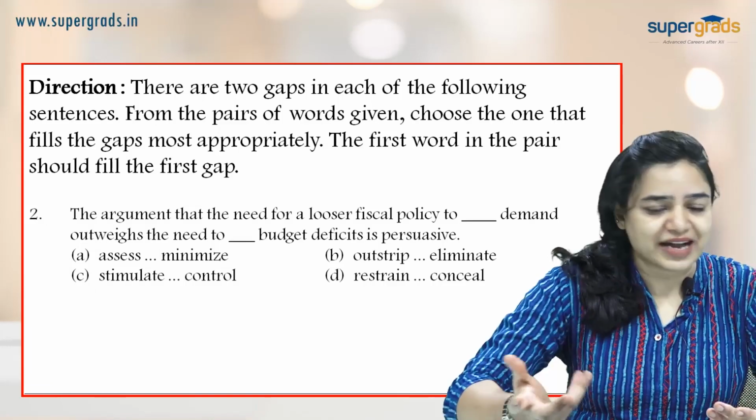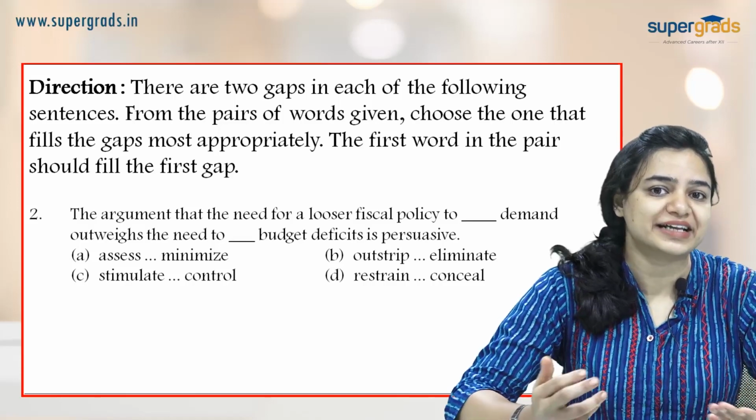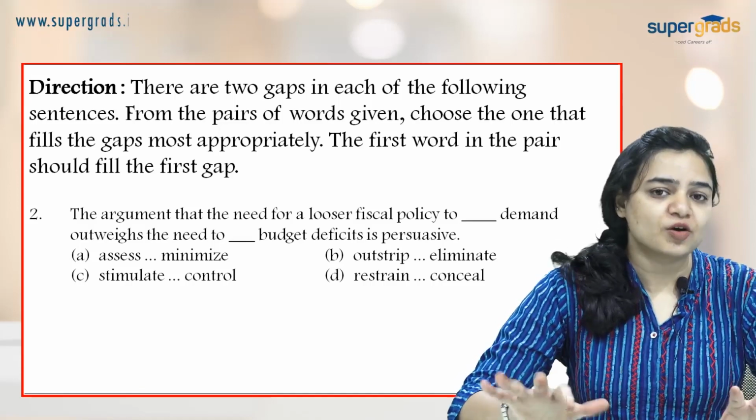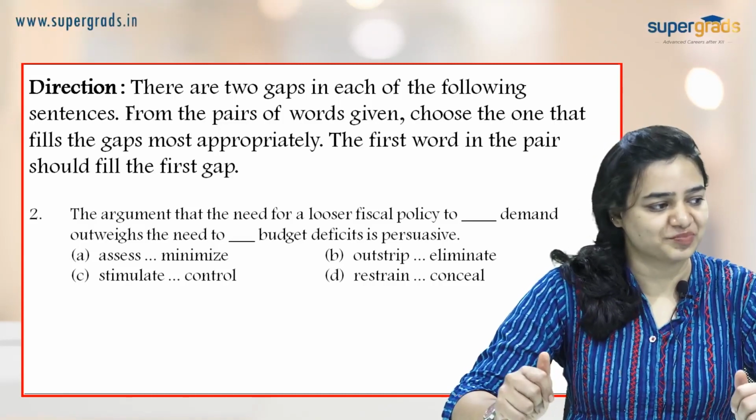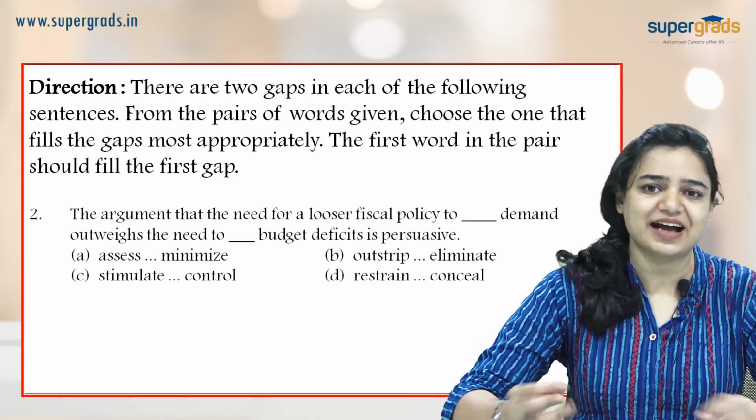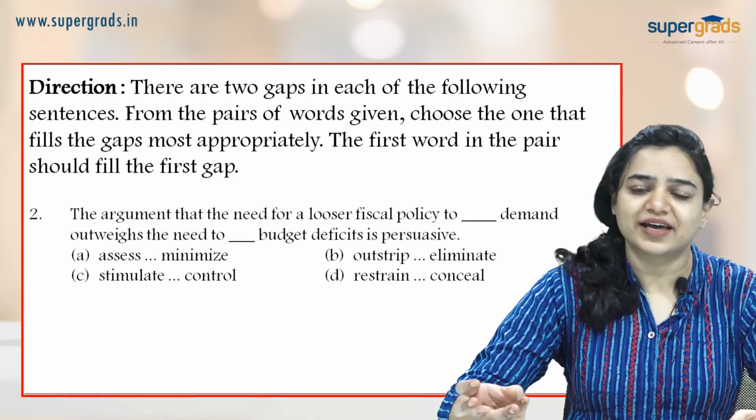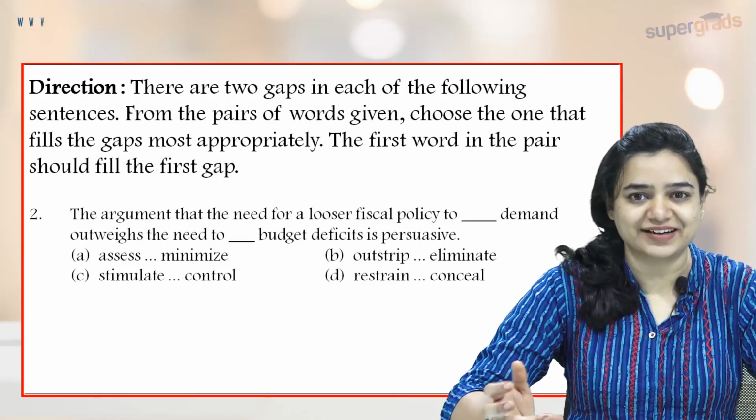So that is why we are choosing C, because we are talking about stimulating demand and then controlling budget deficit, but sort of deciding which one to prefer. So A couldn't fit the bill, and B and D are getting very irrelevant in this particular context. That is why they are eliminated.